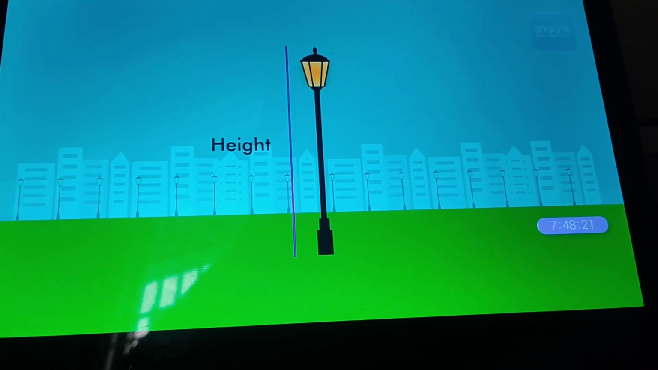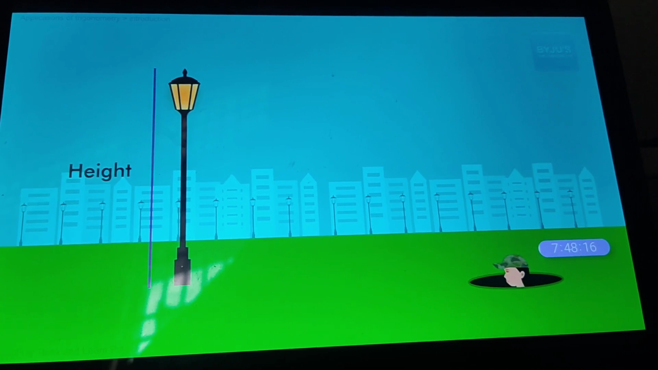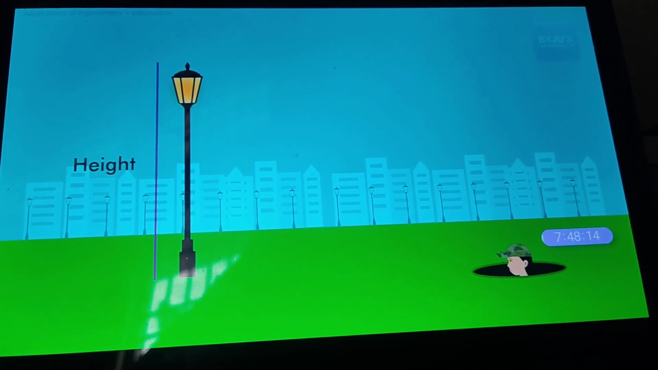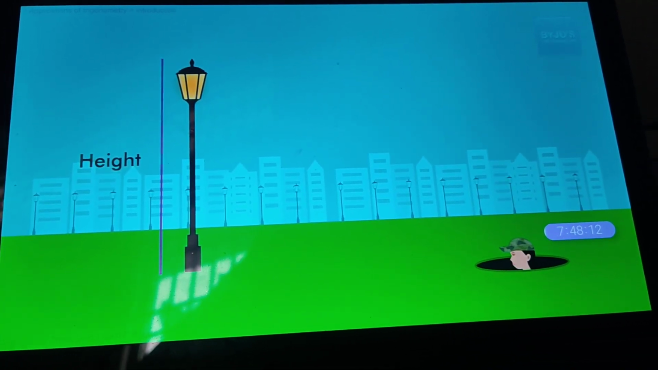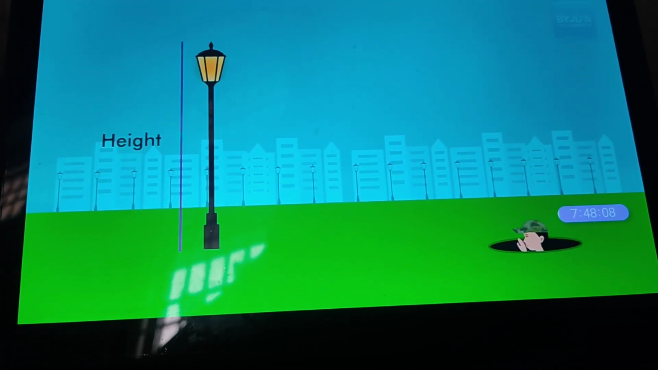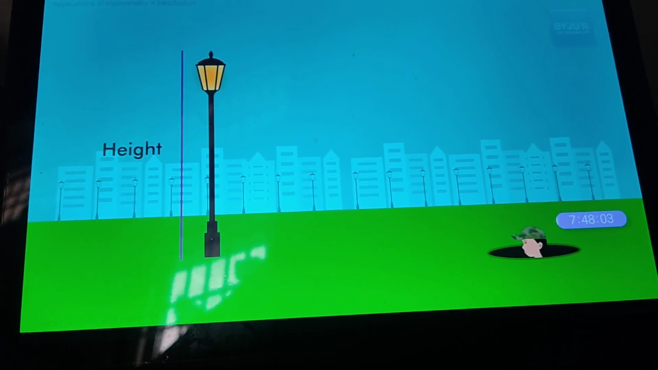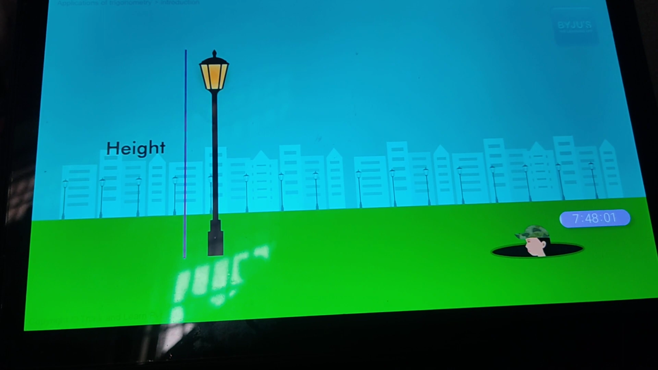Now, for the sake of simplicity, I'm going to assume that I'm actually standing inside a hole of sorts and the ground is at my eye level. You'll soon realize why this is important. So the ground is at my eye level, so the base of the pole starts at my eye level and the pole goes on further up from there. Now we need to measure the height of this pole. How do we do that?